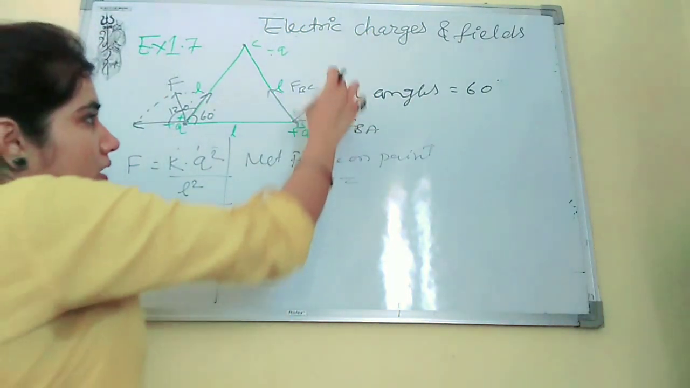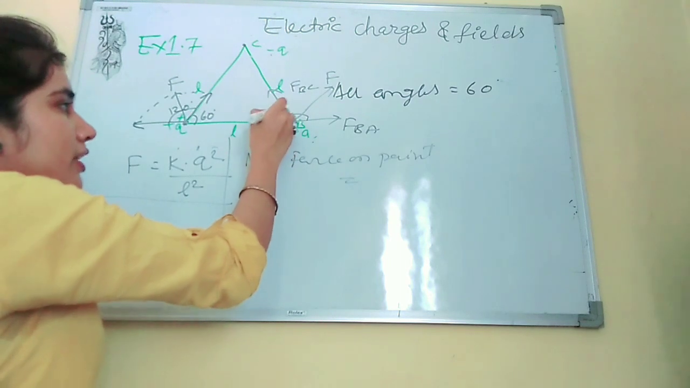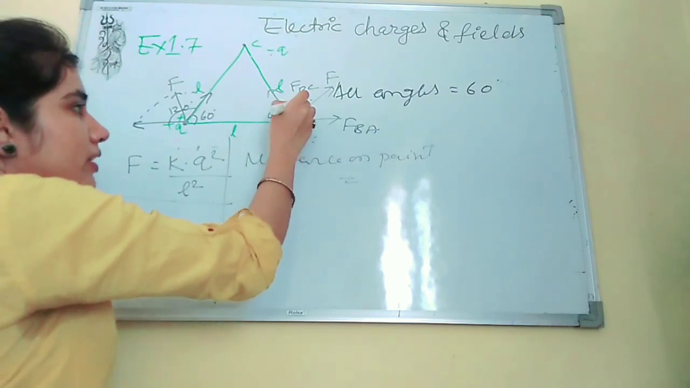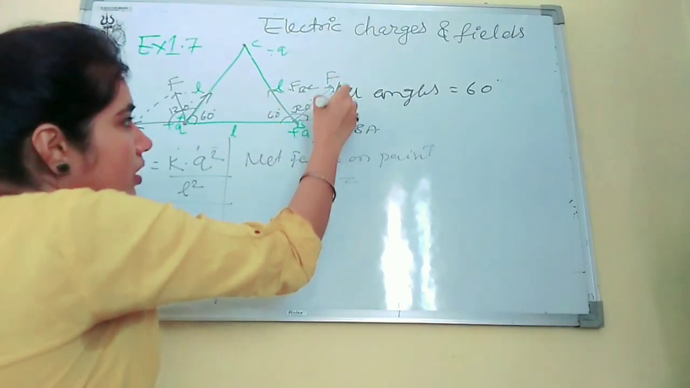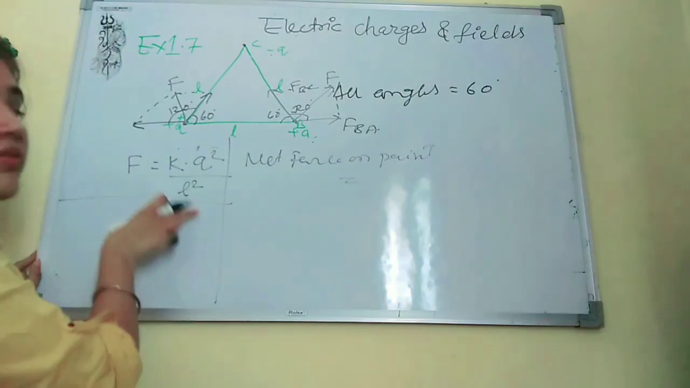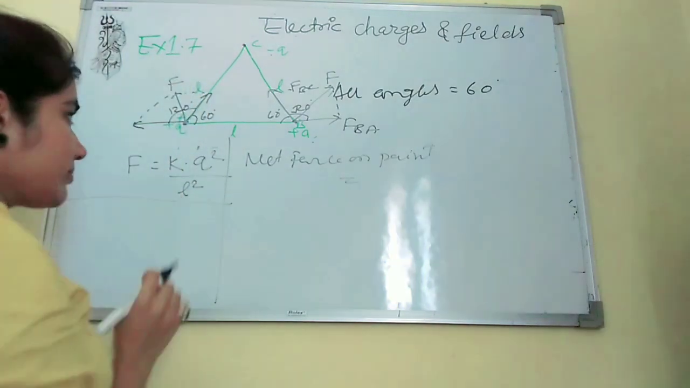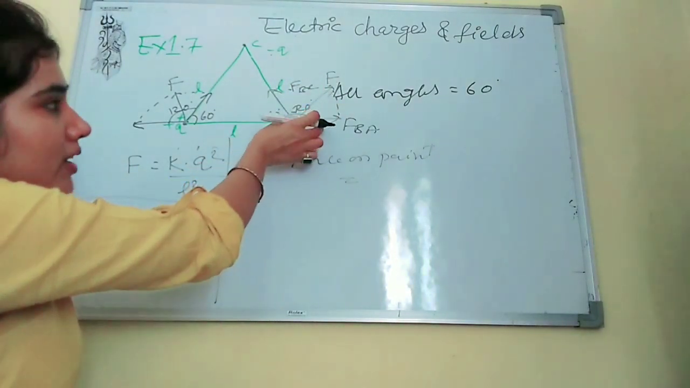Again, because the angle will be similar, if it is 60 degrees, it will again be 120 degrees. So we will again apply the parallelogram law. We will find this F, which we have already found in this expression. Why? Because angles are similar.